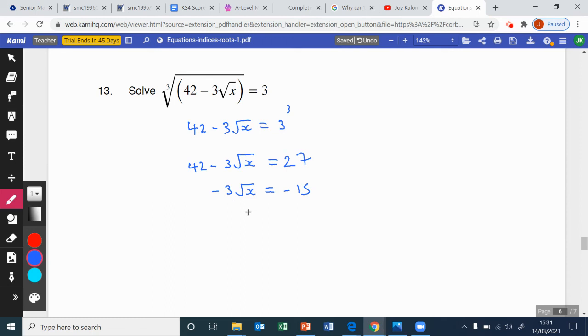Okay, let's divide both sides by minus 3. So we have the square root of x is equal to, well, minus 15 over minus 3 is going to give us a positive number, and in particular, positive 5. And then squaring both sides, we get x is equal to 5 squared. So x is equal to 25.